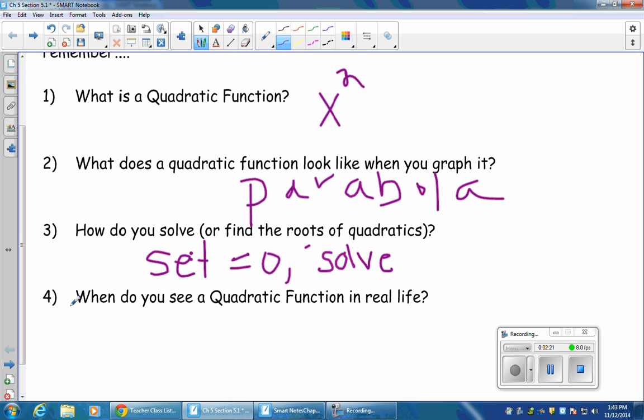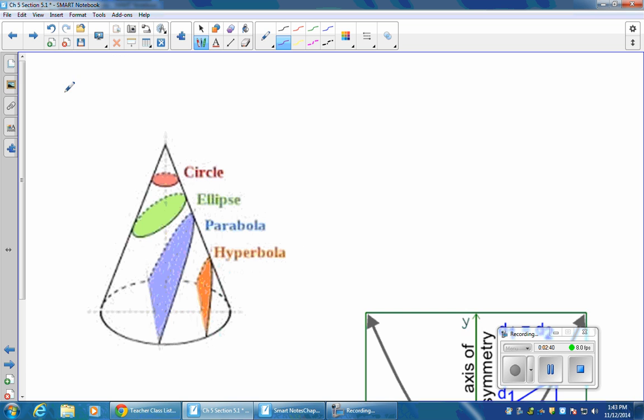And when do you see a quadratic function in real life? So think about, where do you see parabolas in the real world? One thing that you see is satellite dishes. They're parabolic in shape. So think of some other ones, and we'll talk about that in class. Where do you see them? Next page.